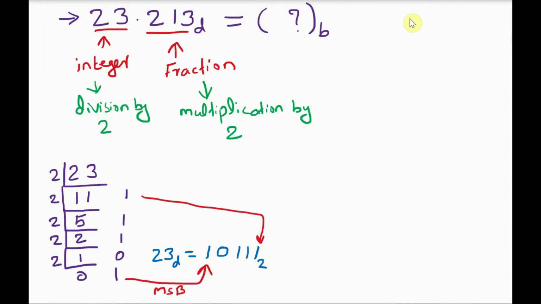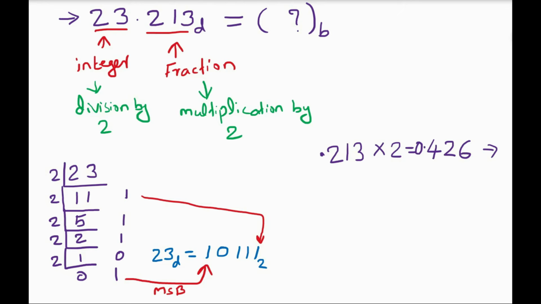Now we will see how to convert the fractional part. So the fractional part is 0.213. For the fractional part we are going to do the multiplication by 2 method. So 0.213 into 2 is equal to, 2 into 3 is 6, 2 into 1 is 2, 2 into 2 is 4. That is 0.426.